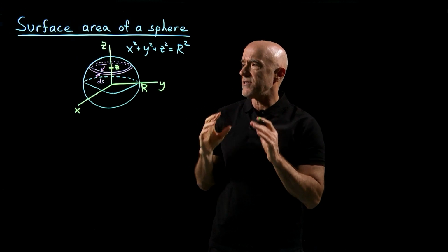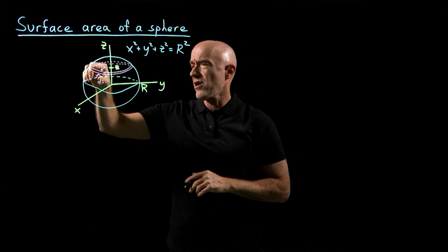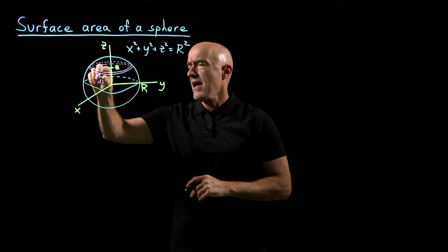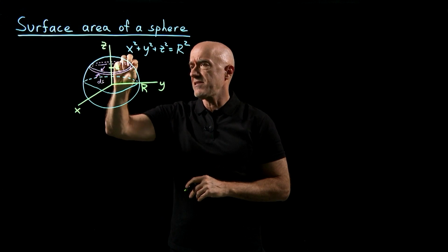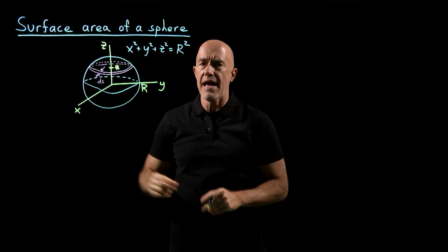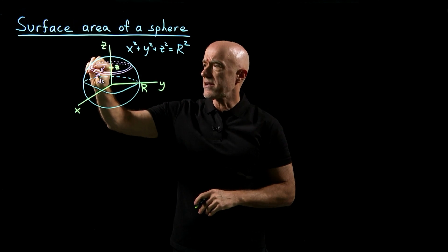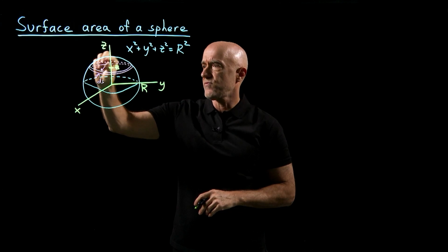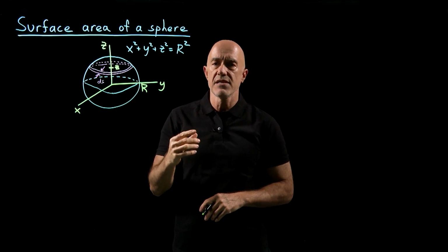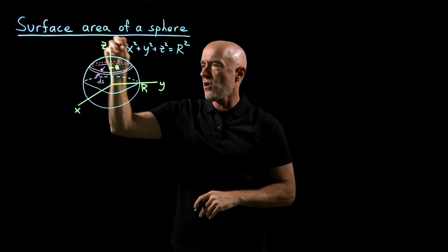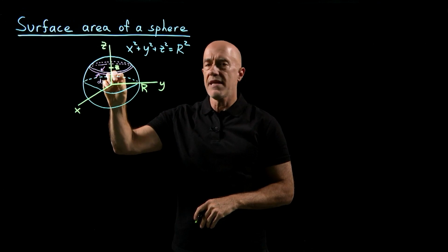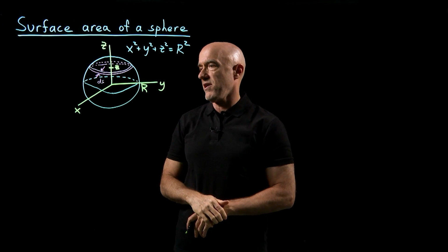So the strategy here is to draw a ring at a fixed height z here, and with an infinitesimal thickness given by ds. We're going to calculate what is the infinitesimal surface area of this ring, and then use the integral to sum over all of those infinitesimal surface areas to obtain the surface area of the sphere.